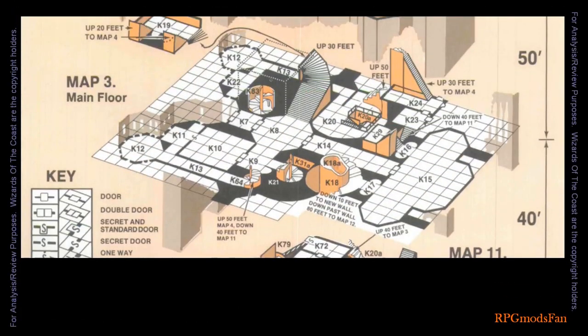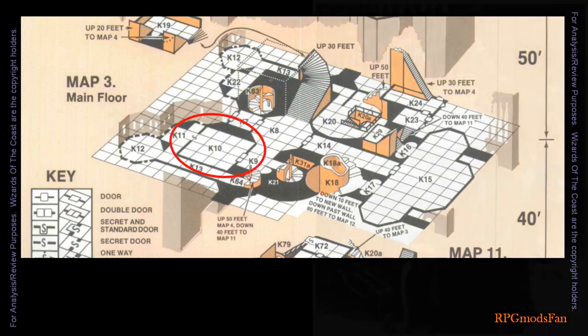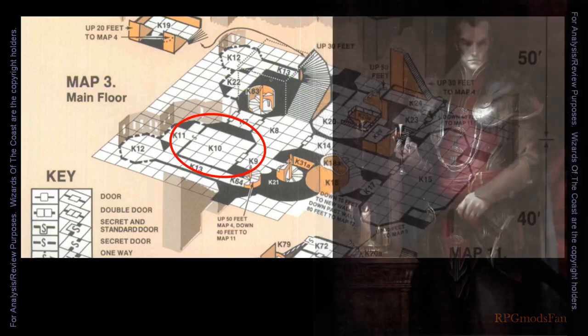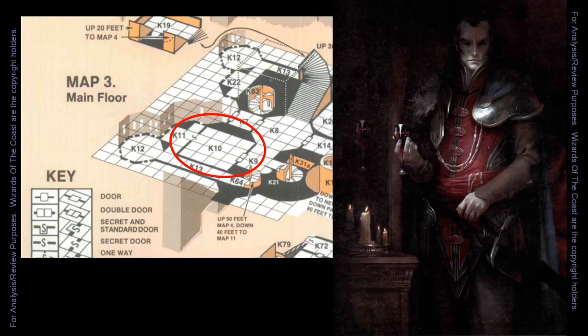If the player characters arrived via the carriage, they then will hear organ music playing from the dining hall. They will see Strahd playing the organ. When he finishes playing, he then invites the player characters to sit down and dine.